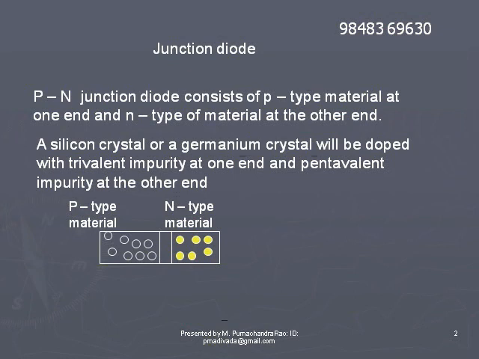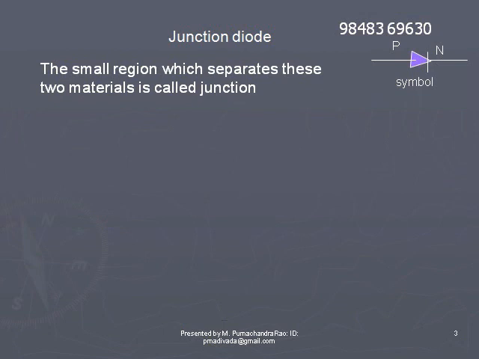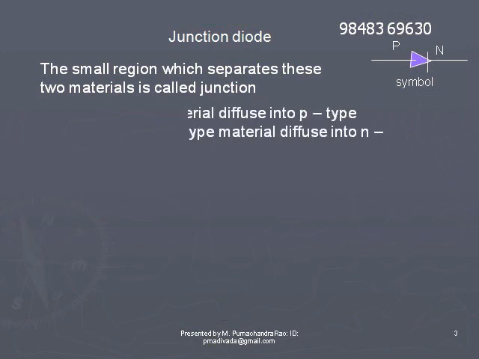It is symbolically represented as follows. A triangle represents P-type material and the line in front of it represents the N-type material. So this is how a PN junction diode is represented symbolically. A small region which separates these two materials is called a junction. The small region which separates P-type material and N-type material is called a junction.